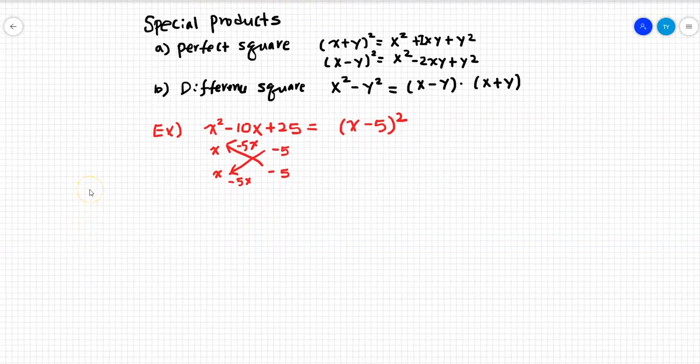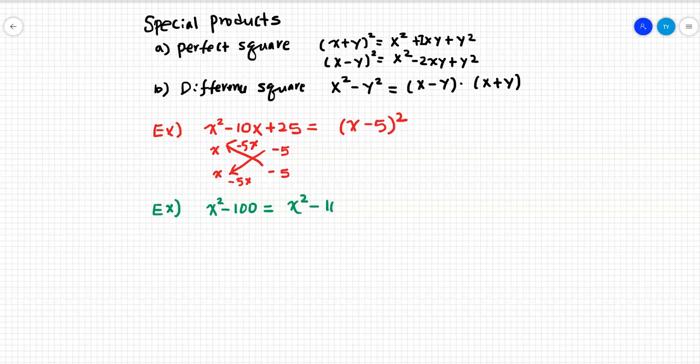The same thing works if you have x plus y squared. Well, let me look at the next one here, difference of square. Difference of square is going to be, for example, like x squared minus 100. So you're going to have to make it look like x squared minus y squared. So if I rewrite this, 100 is going to be 10 squared. So now we have x squared minus y squared. That's the difference of square. So I can say this is the factor form, x minus 10 times x plus 10. Okay.